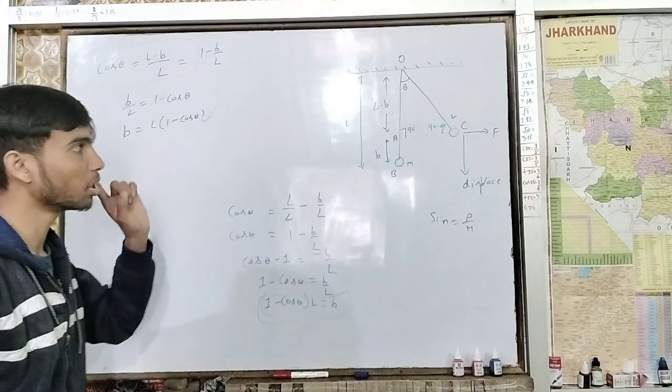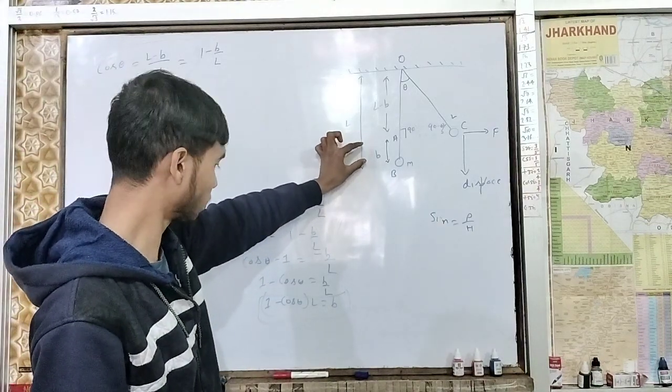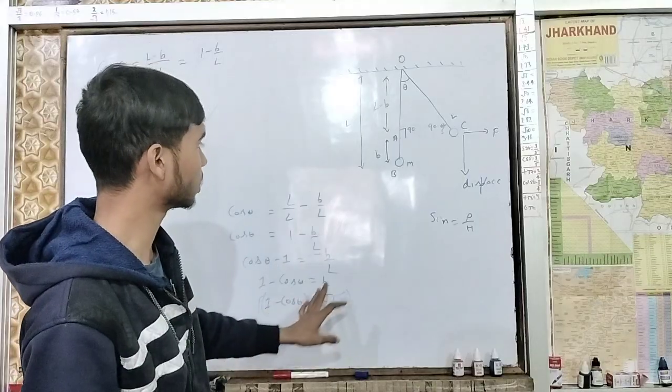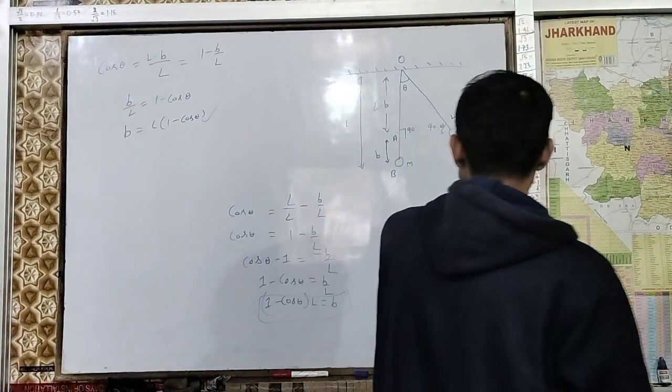If you want to calculate the displacement, look over here. B is the displacement. So (1 minus cos theta) times L will provide the displacement.